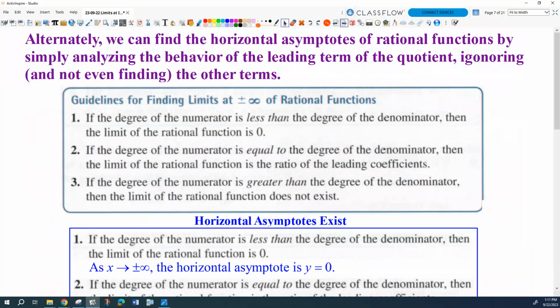Okay, and then just for your notes, I just wanted to show you that alternately we can find the asymptotes by simply analyzing the behavior of the leading terms of the quotient, ignoring and not even finding the other terms, right? Just only look at the leading terms when we're approaching infinities and we have rational functions, okay? This is what we talked about, but again, just so this will be in the notes.